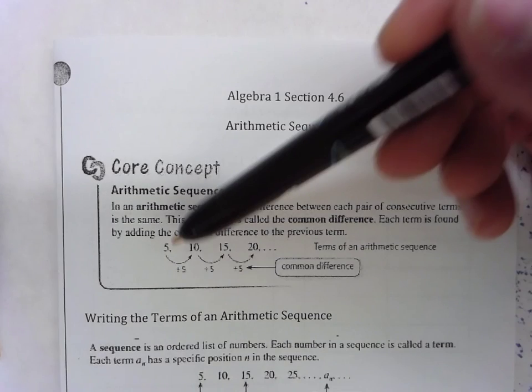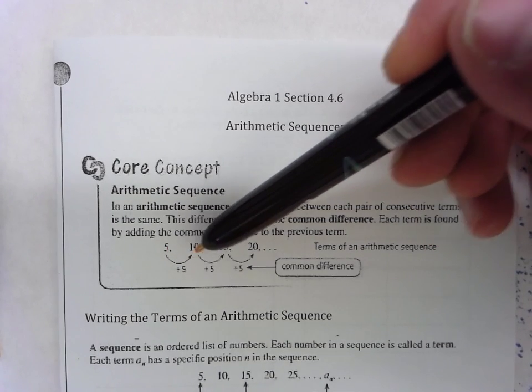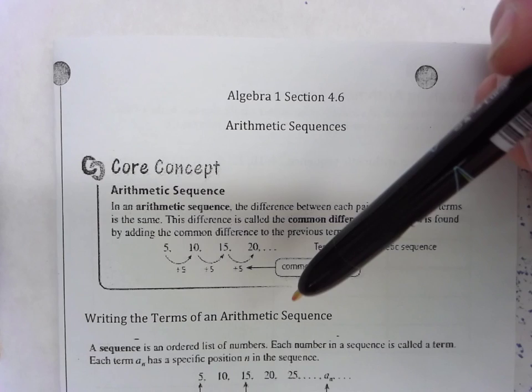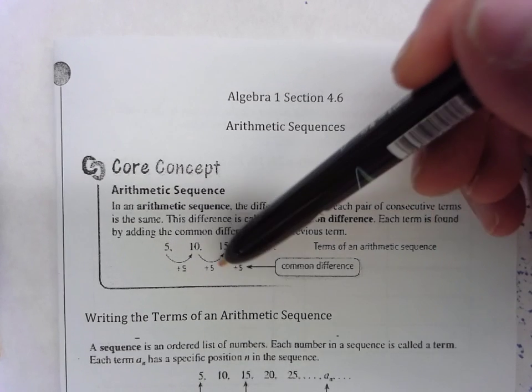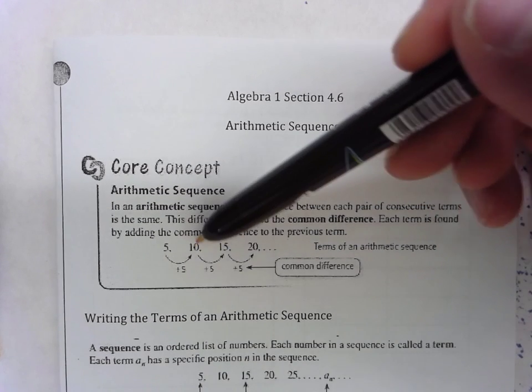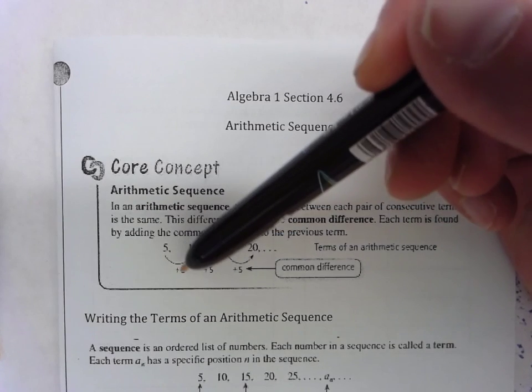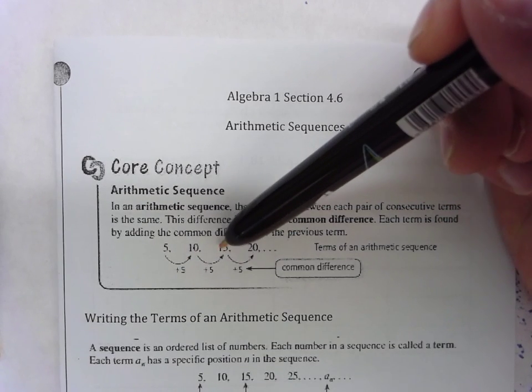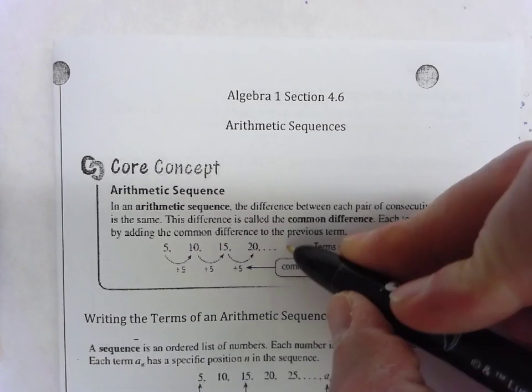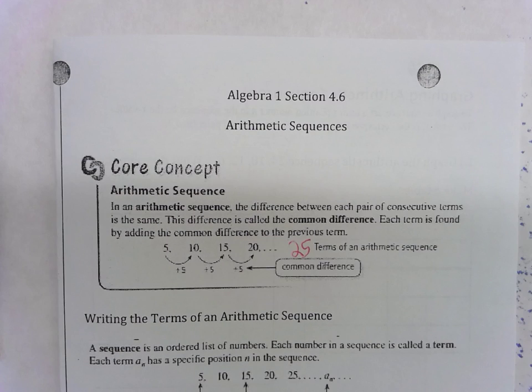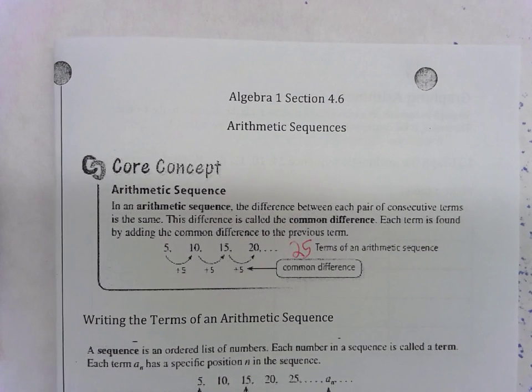So an example here: 5, 10, 15, 20. Our common difference is 5, so we're adding 5 to each term. This is our first term, second term, third term, fourth term. 5 plus 5 gets you to 10, plus 5 is 15, plus 5 is 20, plus 5 would be 25. That would be the fifth term in that sequence. Okay?